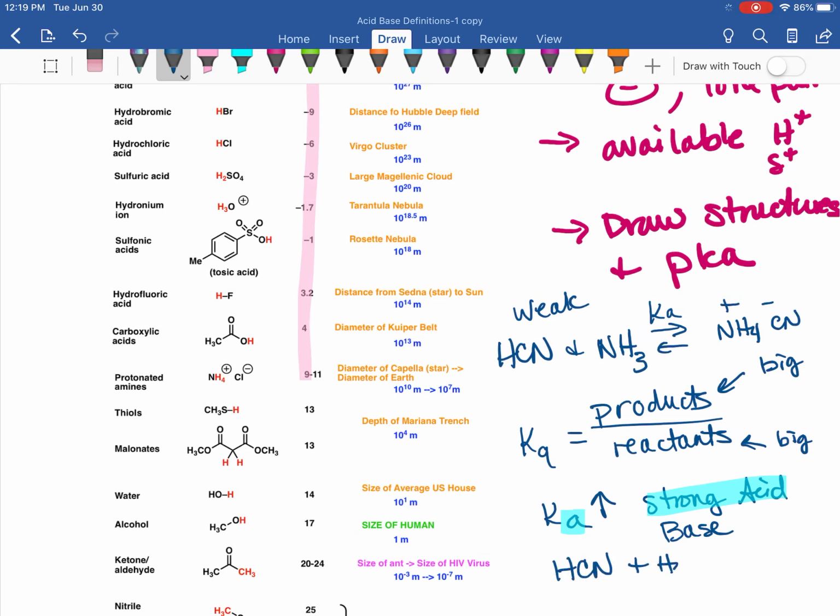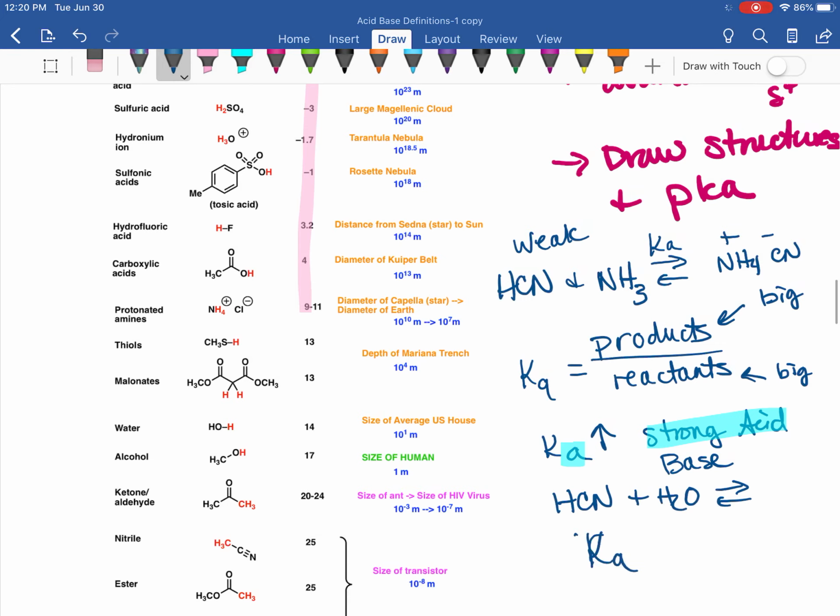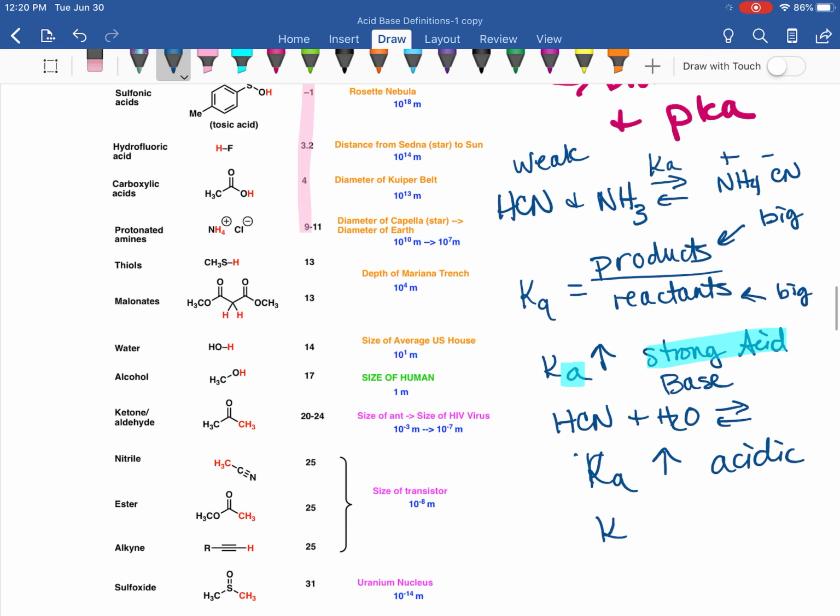So it's a nice comparison to picture HCN in water, which is what you would do in Gen Chem. And you would compare your Ka to water. You would take your Ka and see if it's greater, then it's an acid. If your Ka is less, then it is basic. So the only difference for us is we're not always going to compare to water. So our Kas are going to tell us which one wins. If your Ka is higher, that's your acid. If your Ka is lower, that's your base.